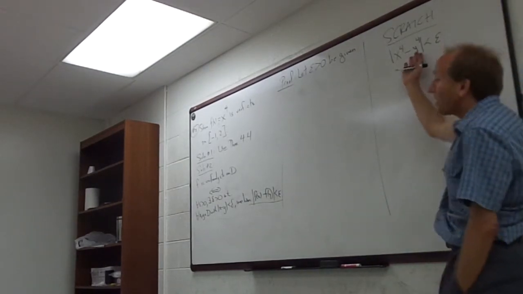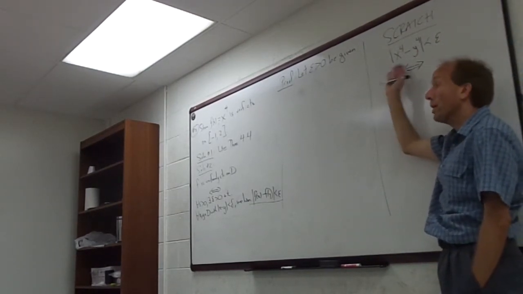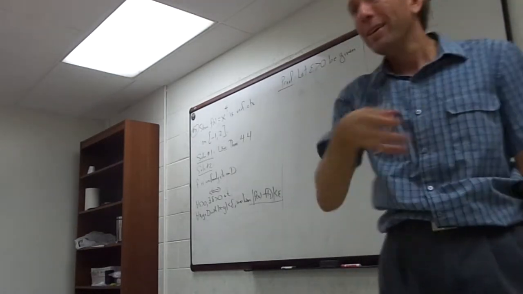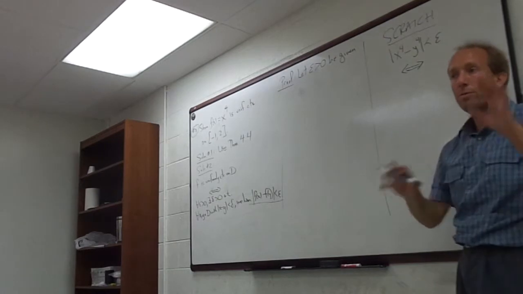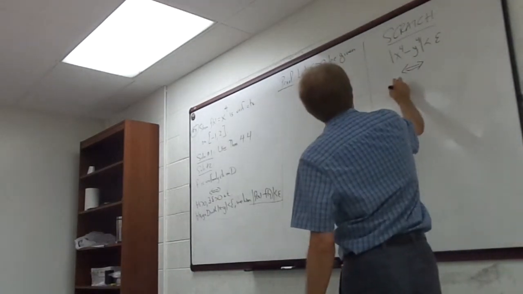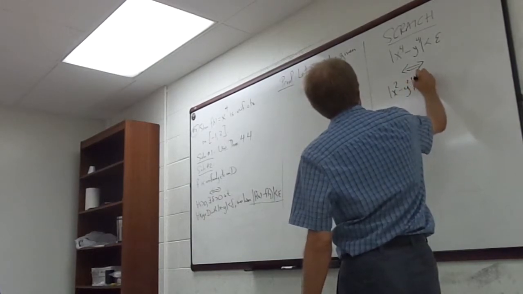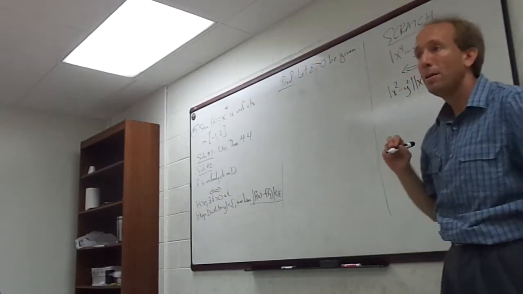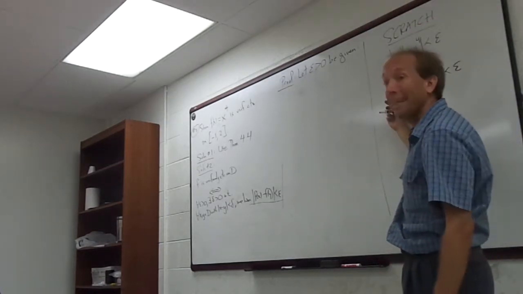Okay, this thing factors. It's actually a difference of squares, right? It's x squared squared minus y squared squared. So how does that factor then in terms of difference of squares? x squared minus y squared and x squared plus y squared, right? Less than epsilon. And actually, the first part factors again, right?